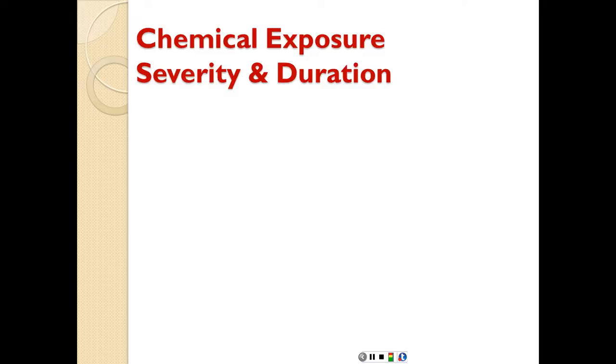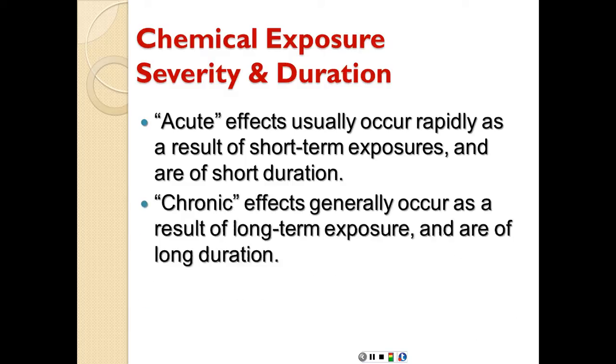When we talk about chemical exposure, we talk about 2 different issues: severity and duration. Some chemicals are not going to be that hazardous if the duration of exposure is very limited, whereas some of them are going to be hazardous even with a very short exposure. So acute effects usually occur rapidly as a result of short-term exposures and are of short duration. So acute, causing severe pain or severe symptoms for a very short period of time due to very short-term exposure. Whereas chronic, which is the more dangerous, effects generally occur as a result of long-term exposure and of long duration. That's why they're called chronic.